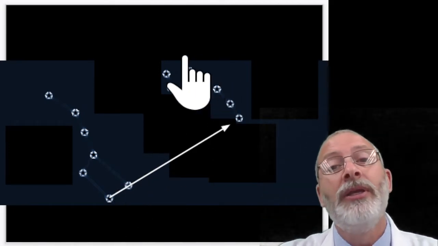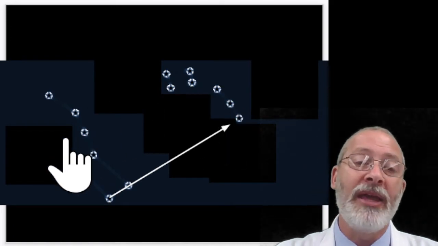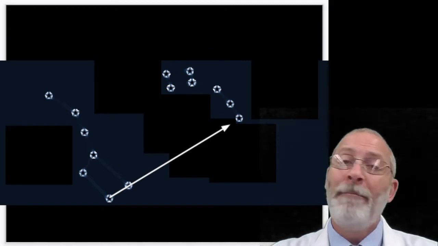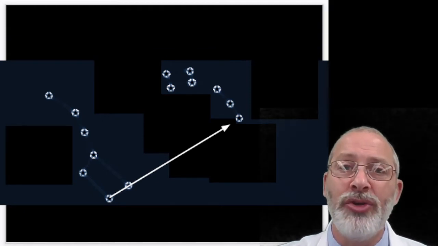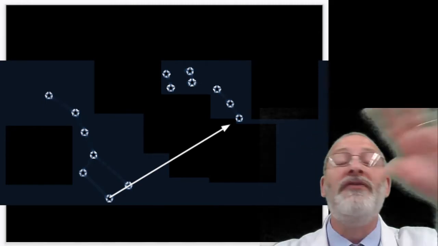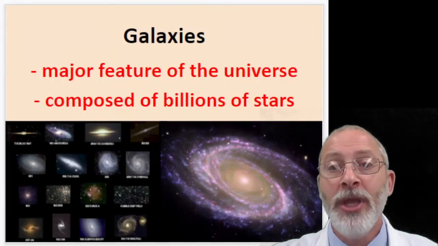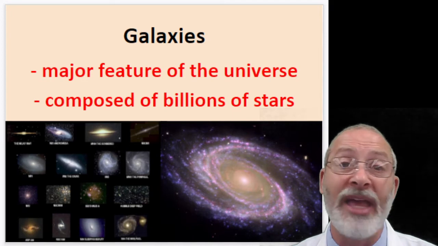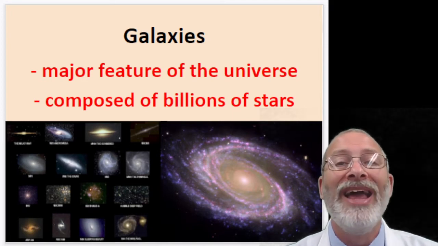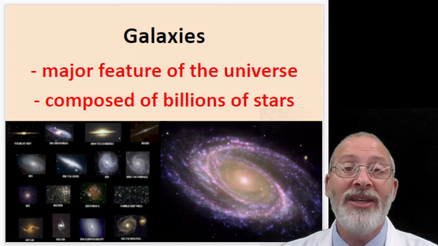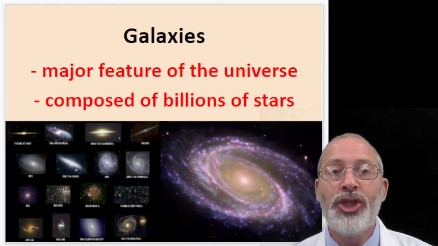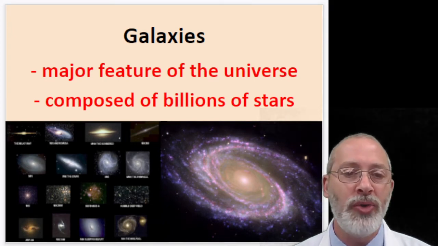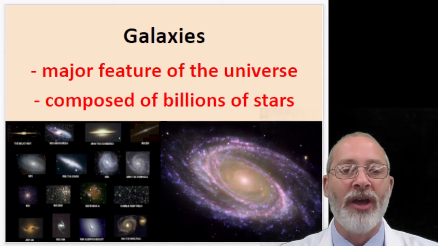So the point is, different arrangements of stars make up patterns that we can see, and we call those constellations. But that's kind of a selfish feature of the universe because only humans visualize patterns in the sky. There are other major features of the universe that are visible to any living creature, and those are galaxies. Galaxies are, in fact, the major feature of the universe. And every galaxy is composed of billions of stars.